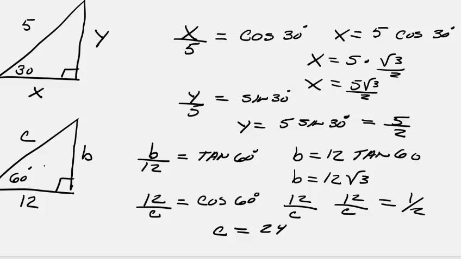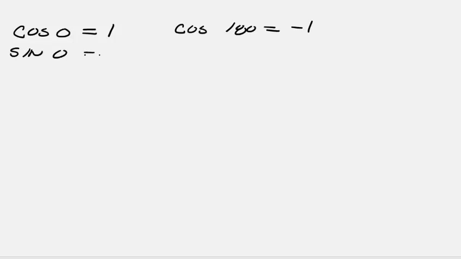Okay, there's some application. Let's talk about other things we probably should know when it comes to trigonometry. Some other angles that we should know, and these are fairly simple, is that the cosine of 0 is always going to equal 1, and the cosine of 180 degrees is equal to negative 1, and then the sine of 0 is equal to 0, and the sine of 180 is equal to 0.